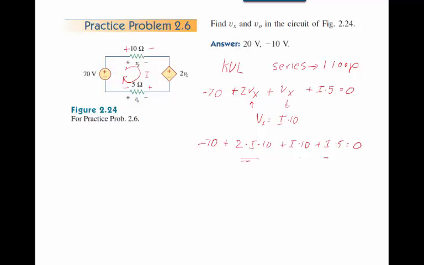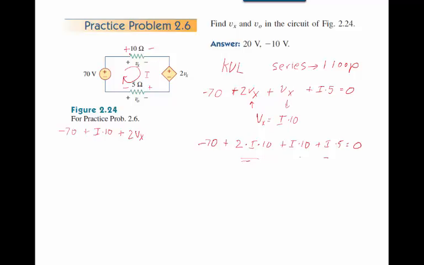And everywhere I hit a resistor, current's going through this way, I say plus minus. Go through this way, I say plus minus. And now if I just go around the loop and watch the signs, let me write it again. Minus 70, because I hit a minus first, right? Plus, I'm just going to do Ohm's law, I times 10. Then I hit a plus sign, plus that voltage, which is 2Vx.